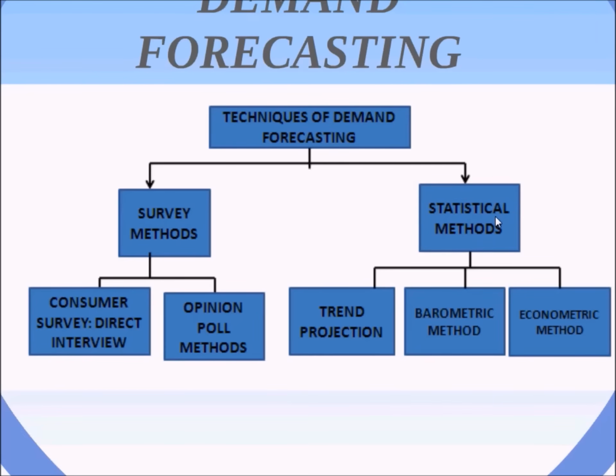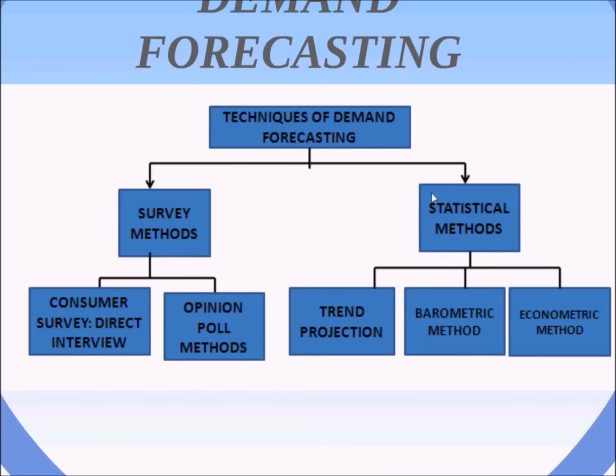Now, a statistical method is basically based on the historical time series and cross-sectional data for estimating long-term demand. And this method is more reliable as compared to the survey method because the element of subjectivity here is minimum, and the method of estimation is scientific in nature. It is more reliable because we use statistical tools and economic tools in order to determine the demand for a particular product.